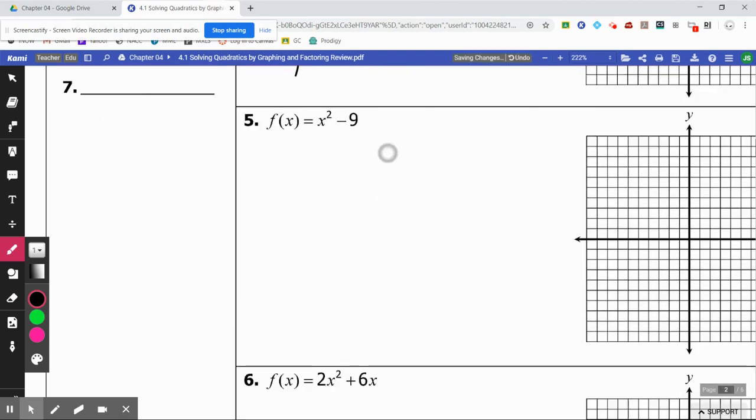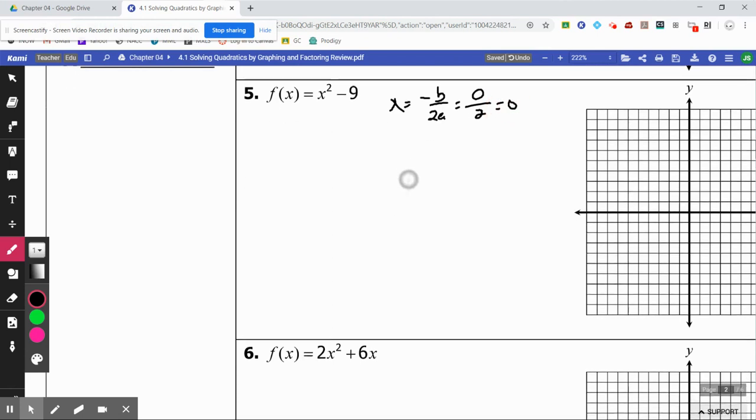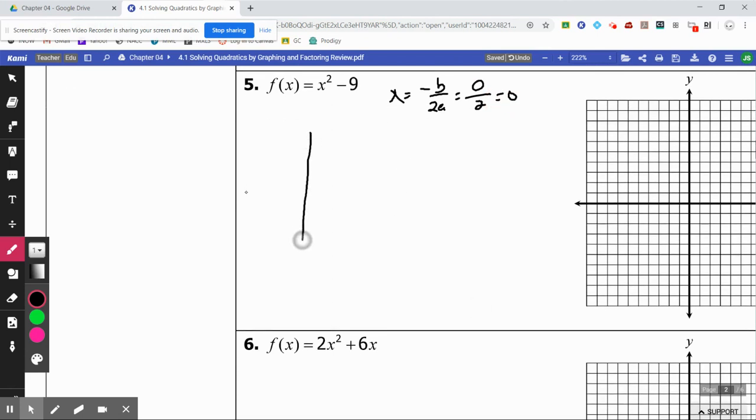Number 5 equals x squared minus 9. -b over 2a gives you, there's no b value. So 0 over 2, which is 0. So therefore, this thing has just been shifted from your x squared down 9 units.